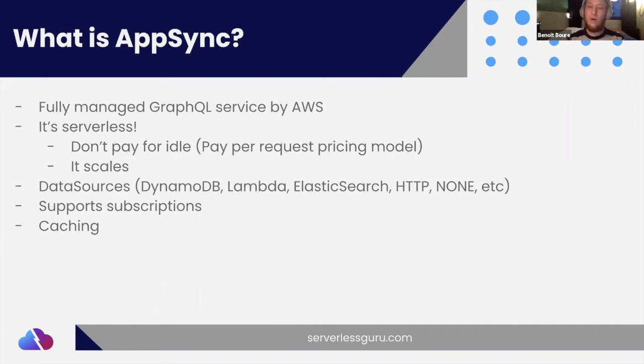AppSync's core feature is based around data sources, and most of the time in a serverless architecture, these data sources will be DynamoDB or Lambda, but you also have other data sources such as Elasticsearch, HTTP, and even None, which is a local resolver that allows you to do a lot of exciting things, but that may be another subject for another webinar.